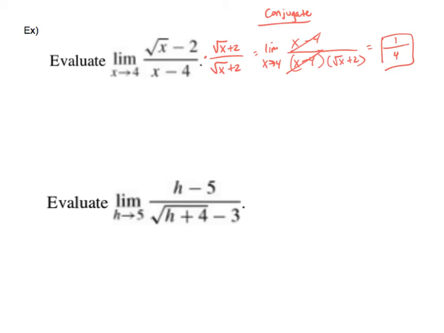Same idea here. The radical is in the denominator. The nice, easy factor that we want is h minus 5. That causes a 0 very nicely. We want to keep it and find it in the denominator. So root h plus 4 plus 3. Do not FOIL the numerator.